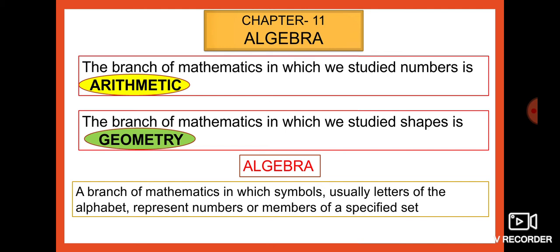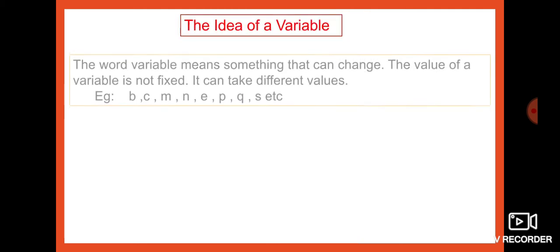English alphabets with small letters are used as variables or symbols. Usually letters of the alphabets represent numbers or members of a specific set. After 2 or 3 classes you have to understand it very well. Okay, next, the idea of variable.